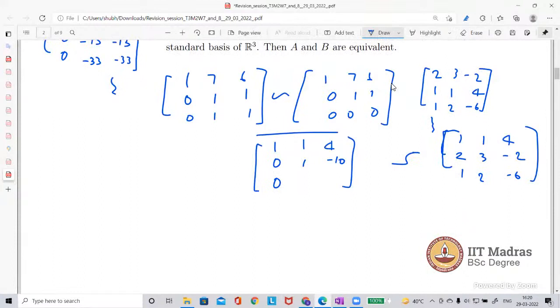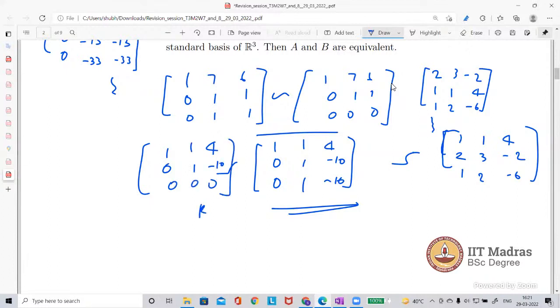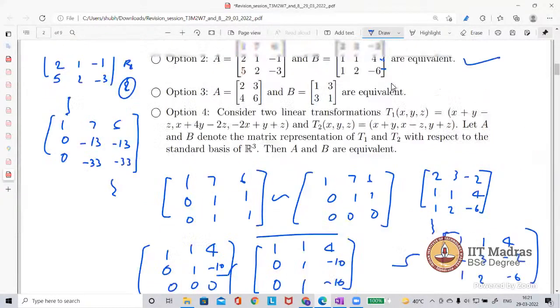So this is 0, this is 1 here, and this is again minus 10. From here, you can quickly decide that these are the same rows. So actually, both matrices are equivalent. And this is minus 10 here, and this is 0. So the rank of B is also 2, and the rank of A is also 2. So they are equivalent.